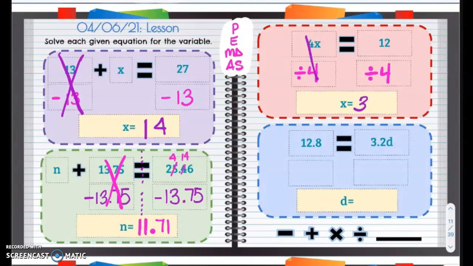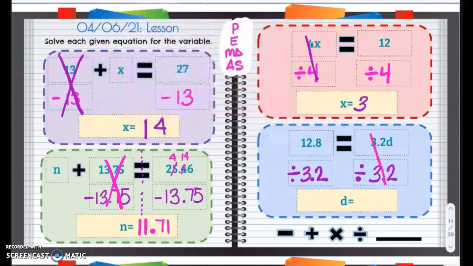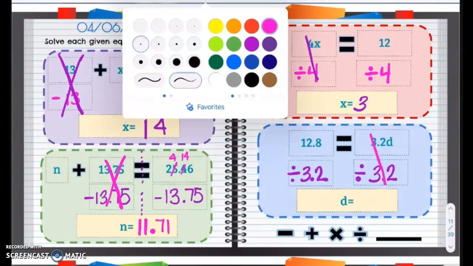All right, now this one gets a little bit more tricky. Yes, we're multiplying here again. So we are going to have to do the opposite, which is dividing. So we're going to divide by 3 2/10 on both sides. Now, I will let you use a calculator for this one. That cancels out to leave it as that letter D for dog.